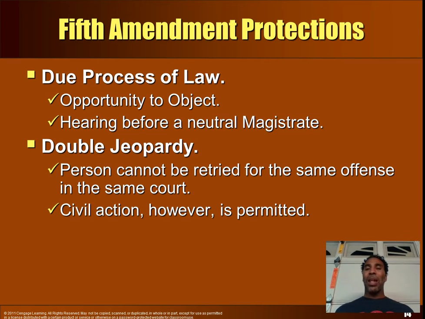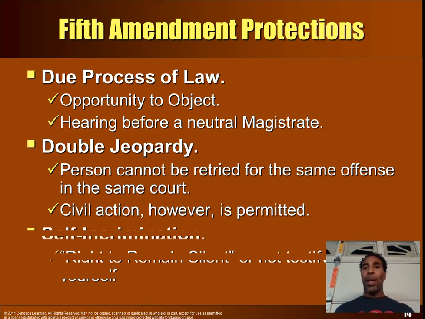Double jeopardy, you see that a lot. People write books about, oh, this is how I killed so-and-so because they got off the crime. So they can't have double jeopardy. You can't say, oh, didn't work this time, let's go retry him. A person cannot be retried for the same offense in the same court. Civil action, however, is permitted, and I reference back to O.J.